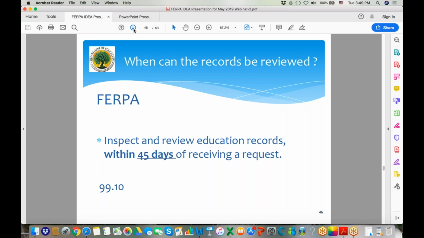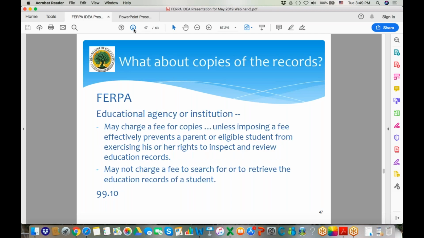Again, those education records that are maintained and directly related to a student, but generally do not have to provide copies unless there's some extenuating circumstances. If we look at the next slide, please. And we have some of the same provisions as discussed under IDEA. They may charge a fee for copies.